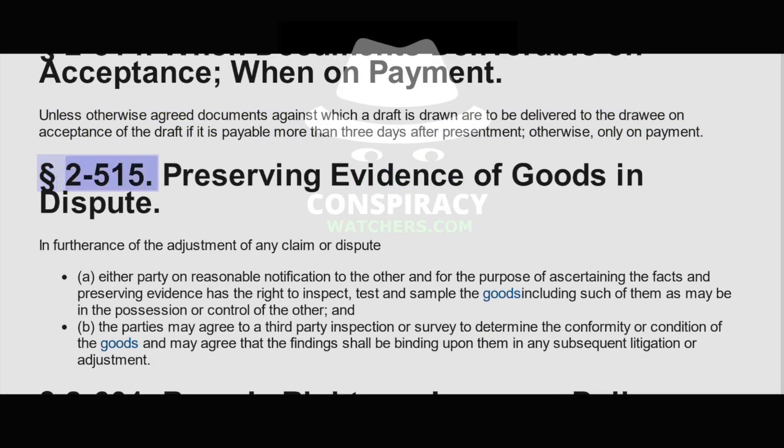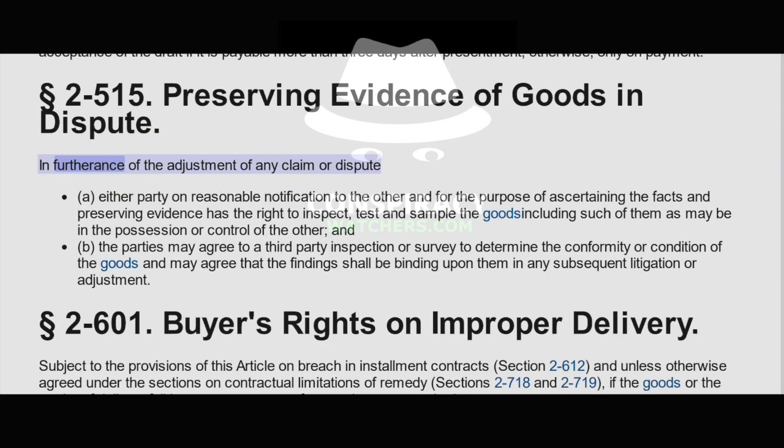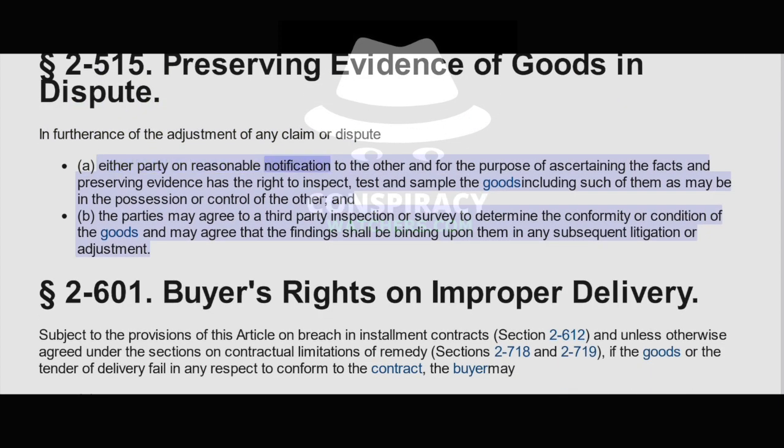Section 2-515. Preserving evidence of goods in dispute. In furtherance of the adjustment of any claim or dispute, either party on reasonable notification to the other and for the purpose of ascertaining the facts and preserving evidence has the right to inspect, test and sample the goods, including such of them as may be in the possession or control of the other, and the parties may agree to a third-party inspection or survey to determine the conformity or condition of the goods and may agree that the findings shall be binding upon them in any subsequent litigation or adjustment.